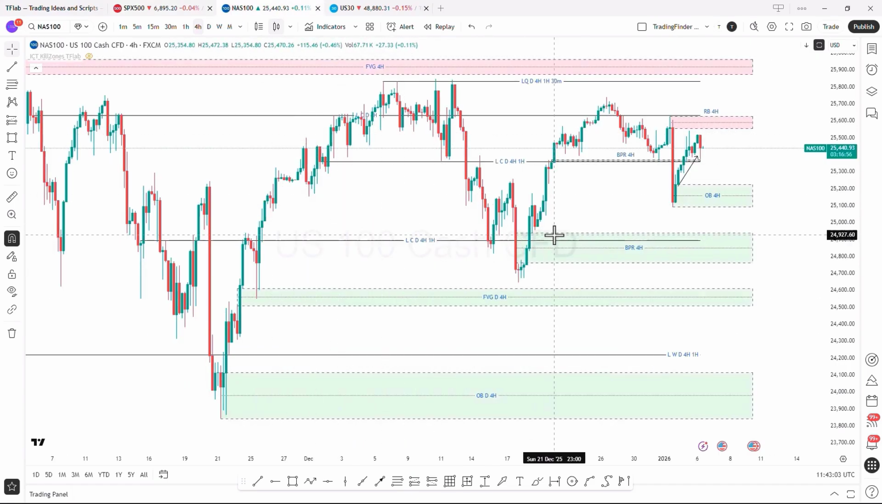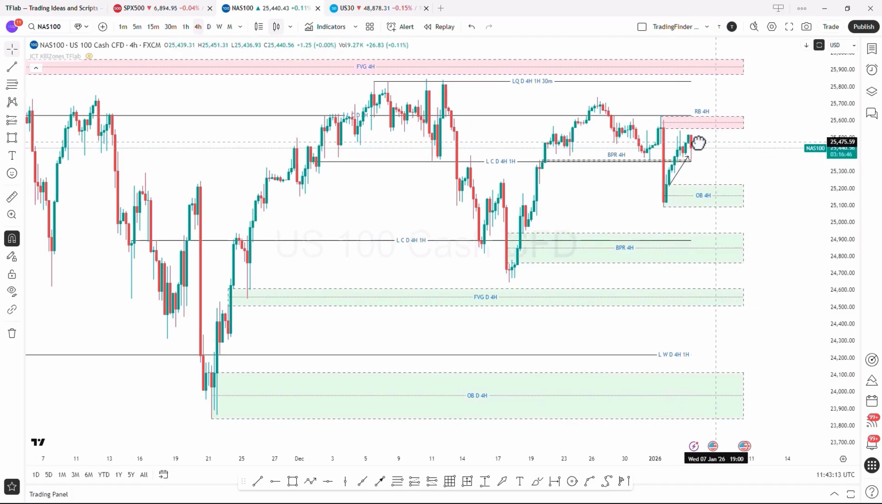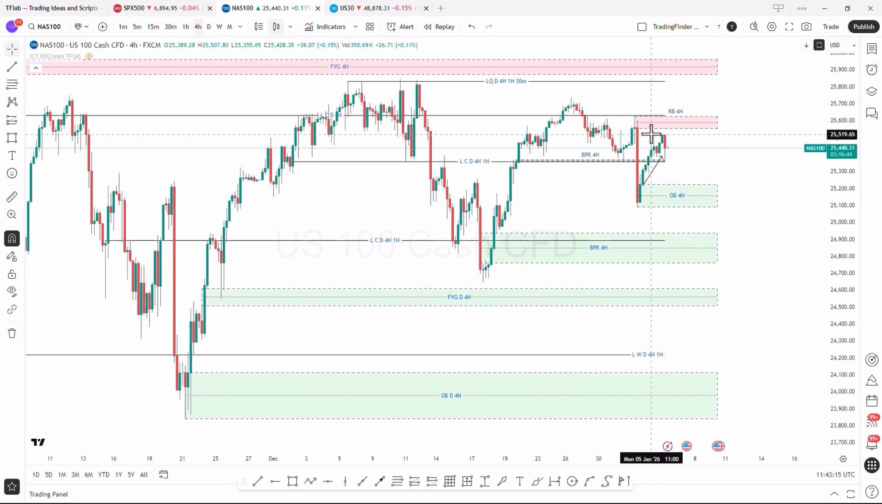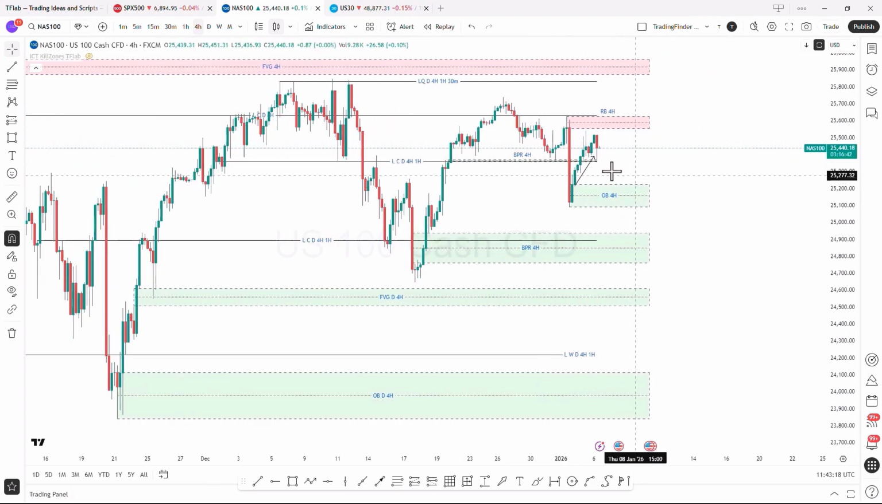In the NASDAQ symbol on the 4-hour time frame, the price entered a bullish phase as predicted, and eventually it reached this zone, reacted to the doji candle, and is currently in a consolidation phase.